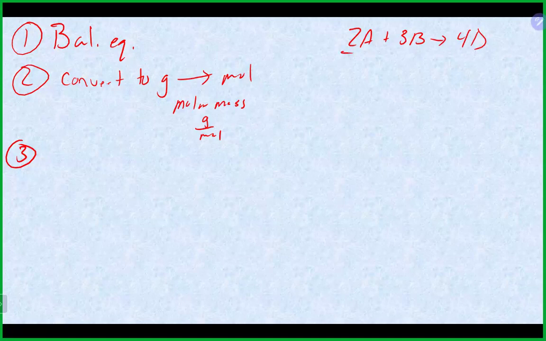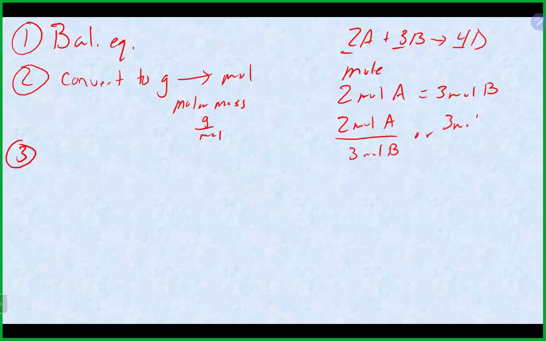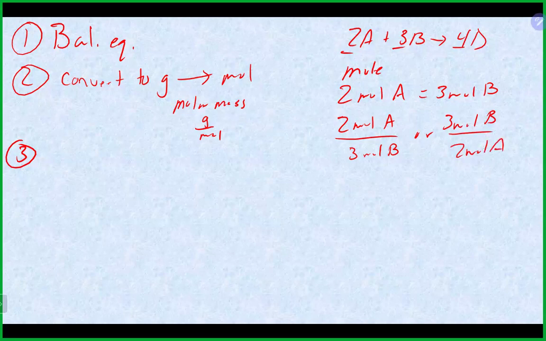you could take all the coefficients as the moles of everybody, and you can write some equalities, relationships from the equation. So we can say for every 2 moles of A, you've got 3 moles of B, for example. And from that equality, we could write 2 conversion factors: 2 moles of A over 3 moles of B, or 3 moles of B over 2 moles of A. And once again, there are a lot of other relationships and conversion factors we could get from this equation. As we talked about, you will not use all of them. You'll just use whichever one you need.